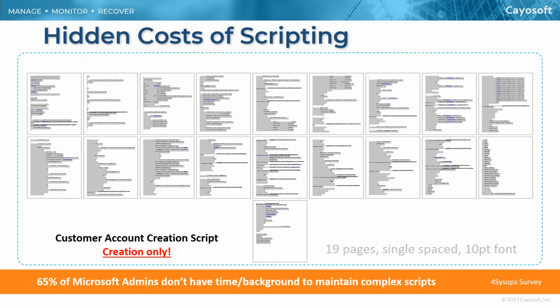So before I go any further, I want to explain what you're seeing on the screen. It looks like a bunch of boxes with some dithering in them. Well, it turns out this is an actual customer script we scaled down. We actually took it out of the PowerShell file it was in, put it in Word, 10-point font, so it's a small font, single spaced, and it's still 19 pages. And all this did was add a single user.